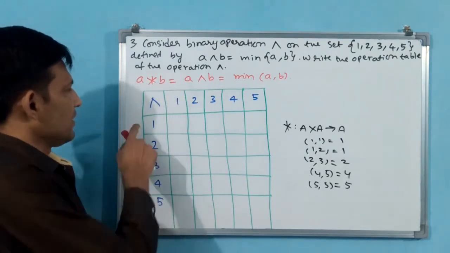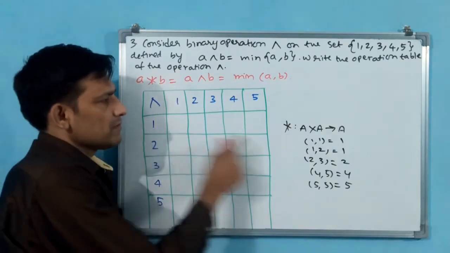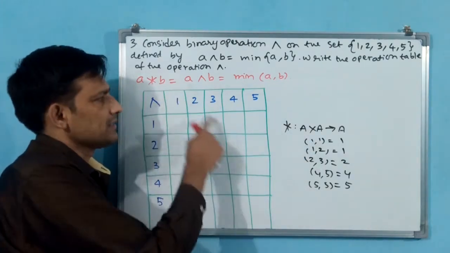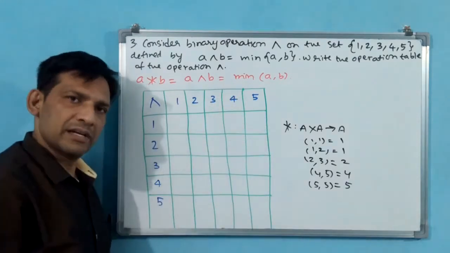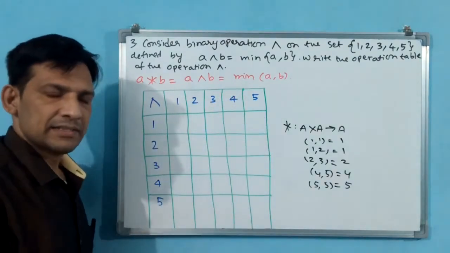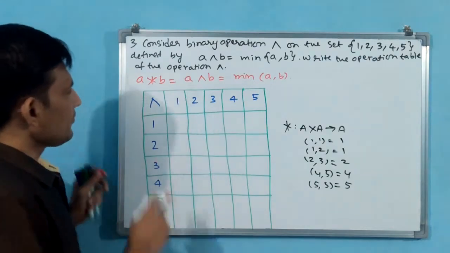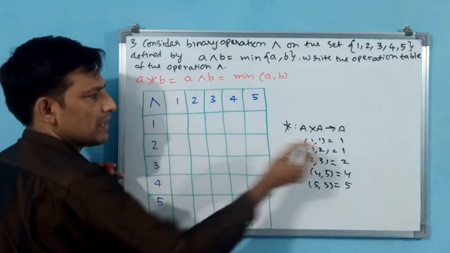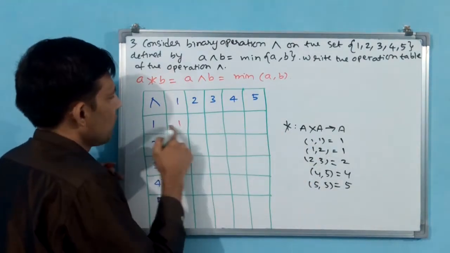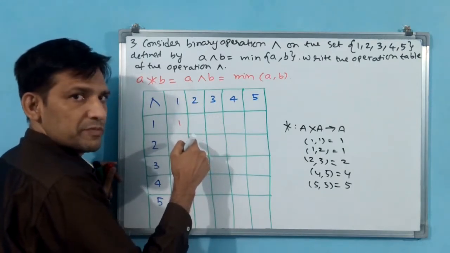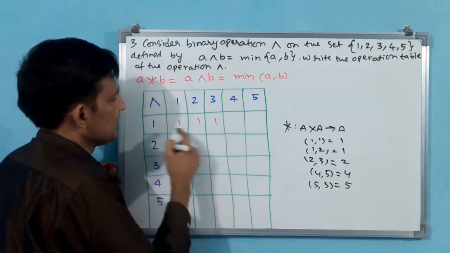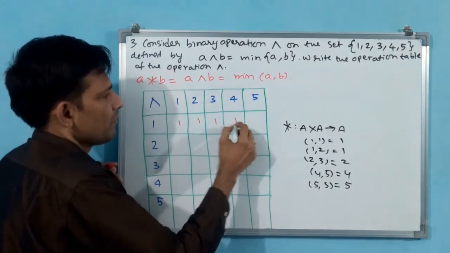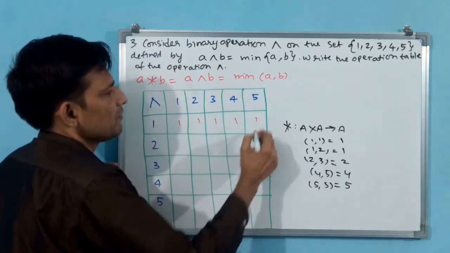Now see, horizontal is the x-axis and vertical the y-axis; you take horizontal, vertical, horizontal, vertical like that and fill in the values. Now I am taking 1 and 1. 1 and 1 is 1. 1 2, the minimum is 1. 1 3, the minimum is 1. 1 4, 1. 1 5, 1.